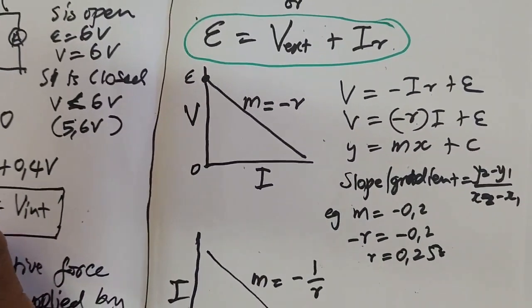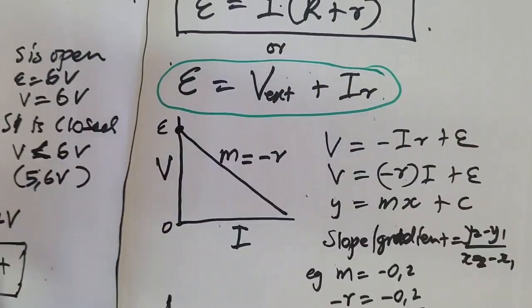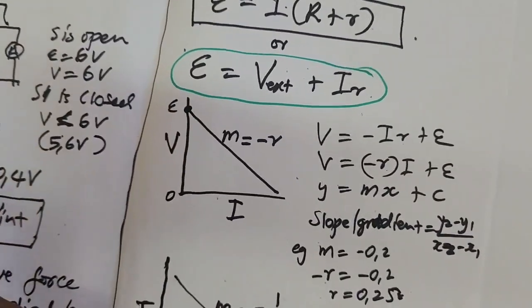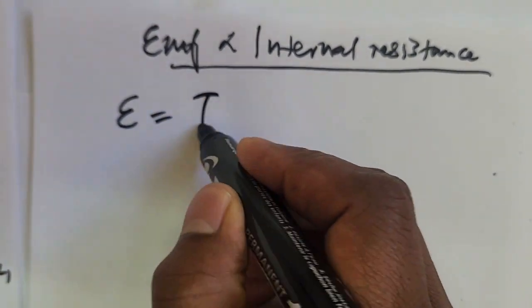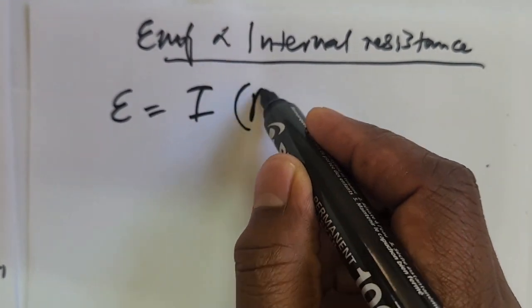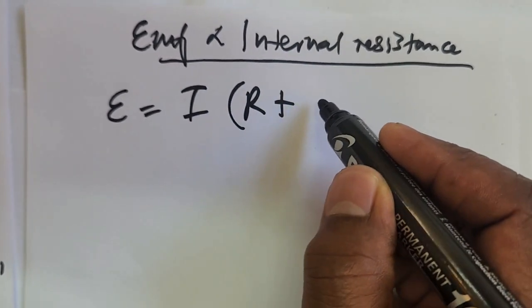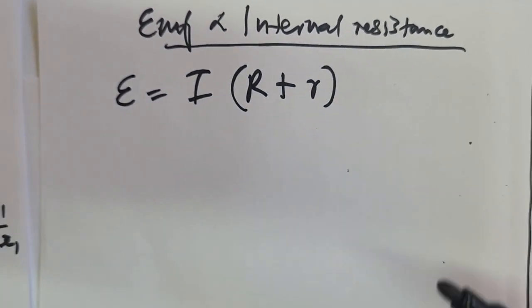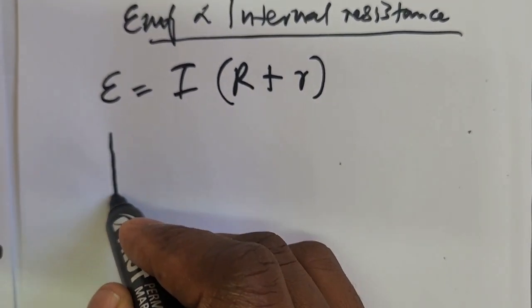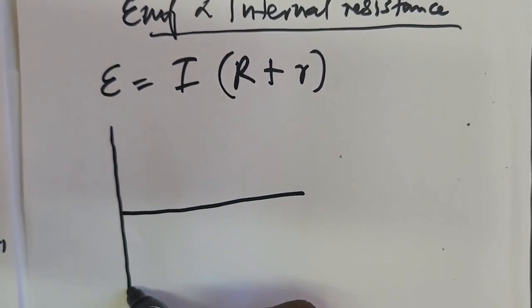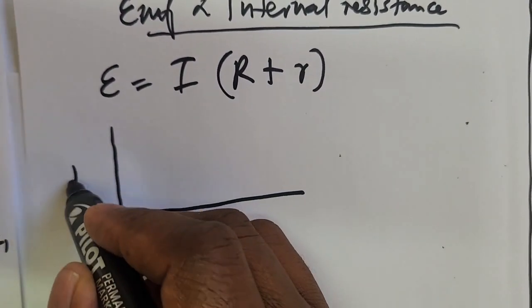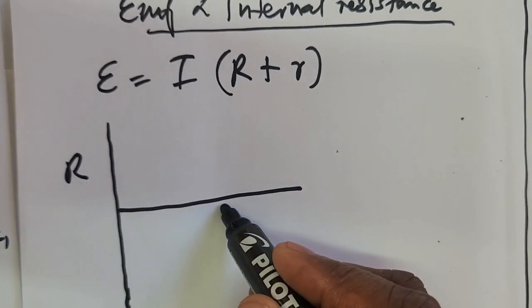Let's move on to this one. Where are the two graphs? You will find that in the formula EMF equals I into R plus r, you will also get two graphs. You will get one graph where you have R and 1 over I.